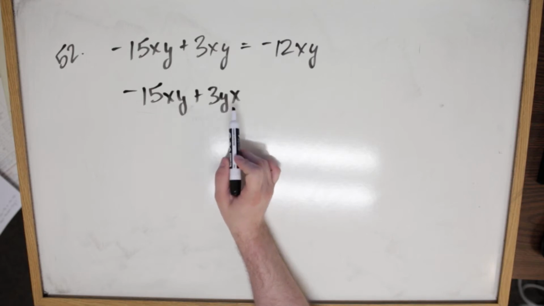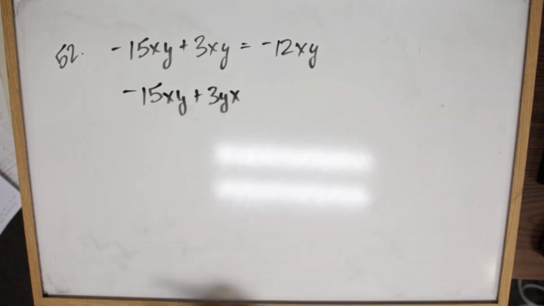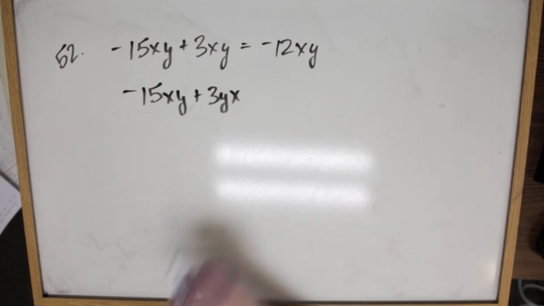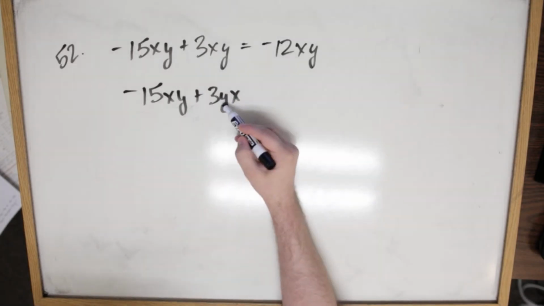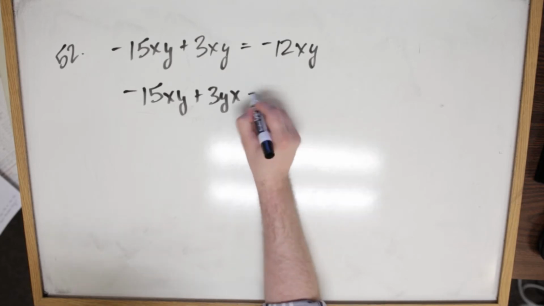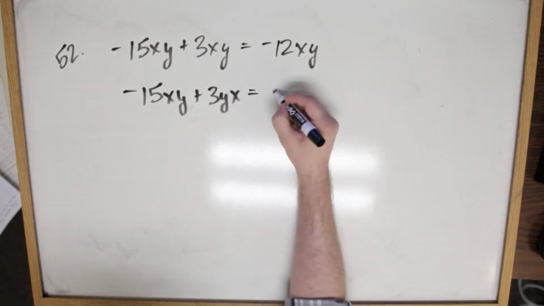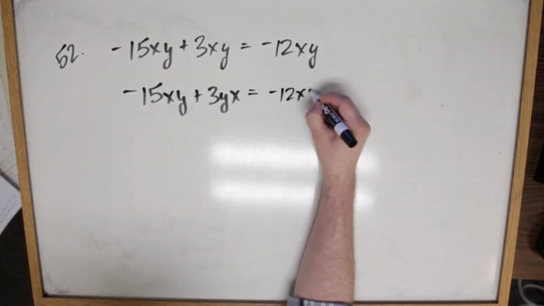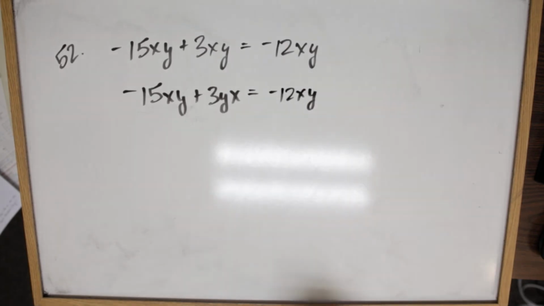But remember, if you go back to the properties that we dealt with, this is the commutative property of multiplication. They are exactly the same thing. A times b is the same thing as b times a. X times y is the same thing as y times x. So in this case, you still can combine these terms. This would still be a minus 12xy. You can put it in any order you want. It doesn't really make a difference.